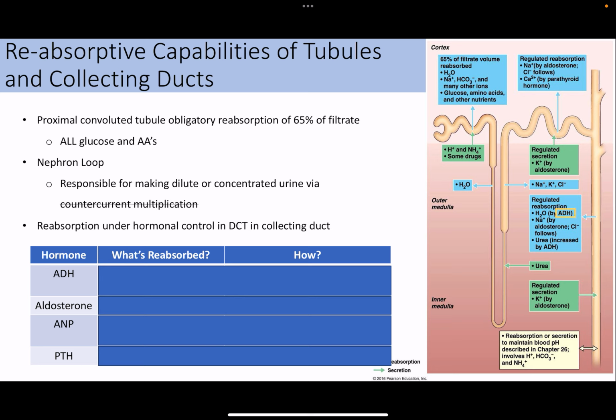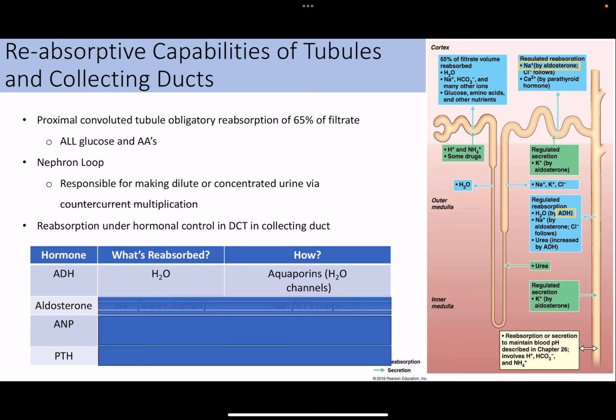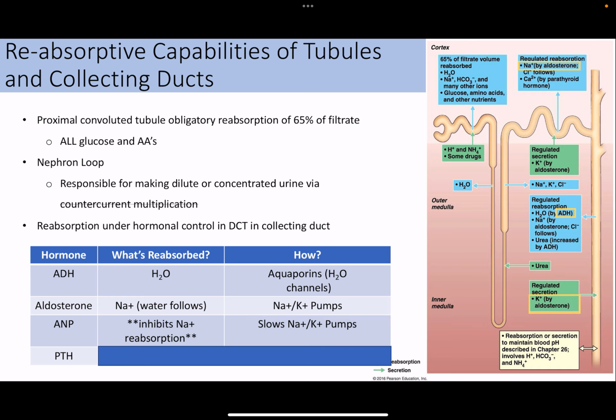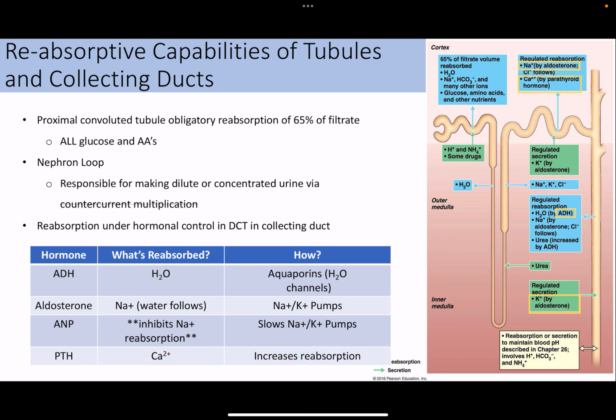So ADH, we're absorbing water through those aquaporins. Aldosterone, we're reabsorbing sodium, and we use sodium-potassium pumps to do that. ANP, we're inhibiting that sodium reabsorption, so it slows down those sodium-potassium pumps. And then with PTH, we're reabsorbing calcium.